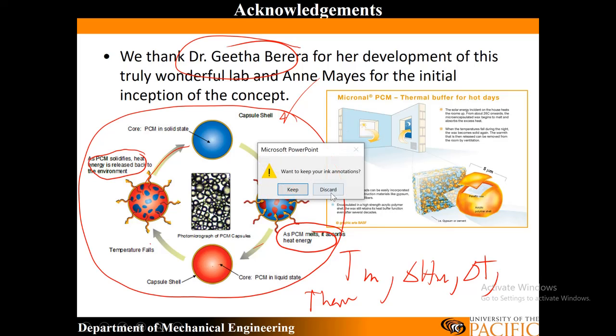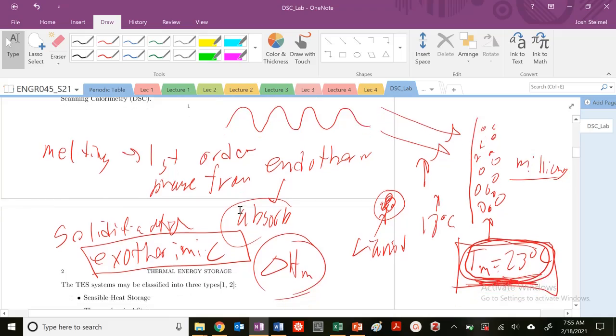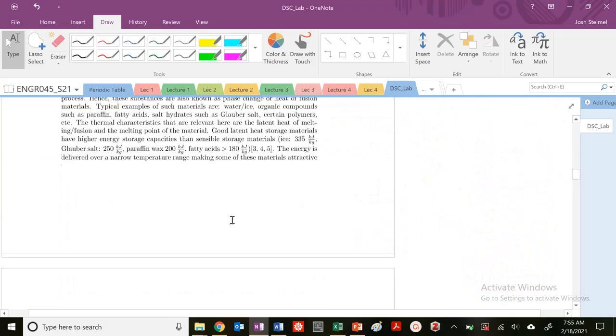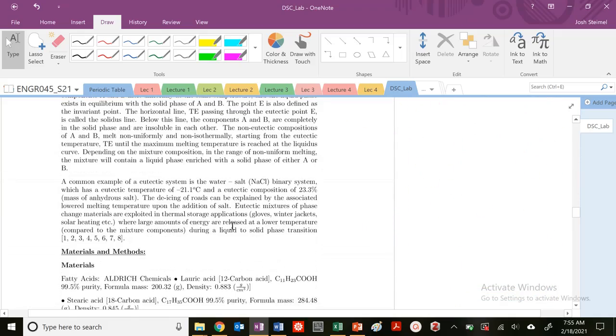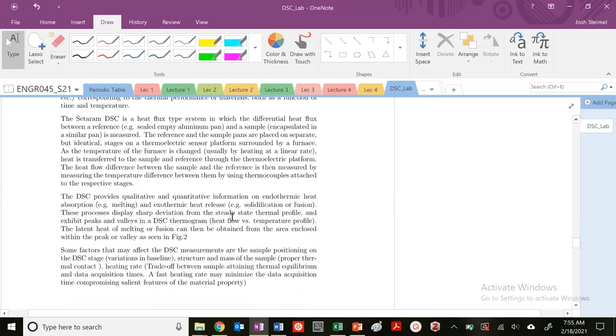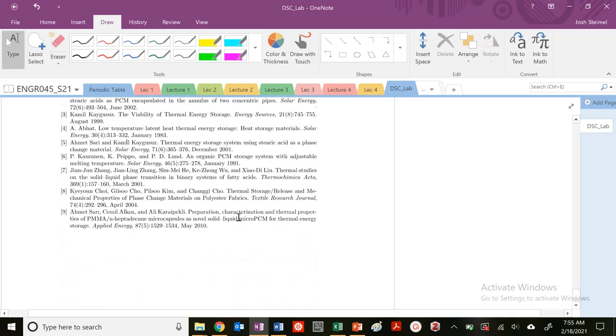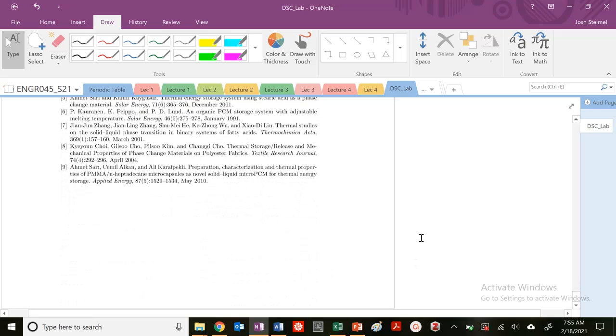So that is essentially the basics of this lab. There's obviously a lot more information in our lab handout, but the slides tell the story. You can look at the materials and methods, but I would watch the video now to see how the experiment was actually performed, and then we'll be off analyzing our data.